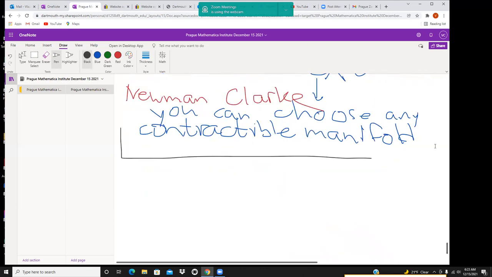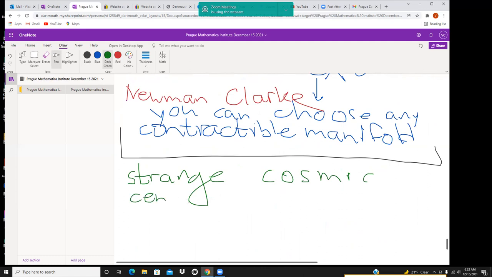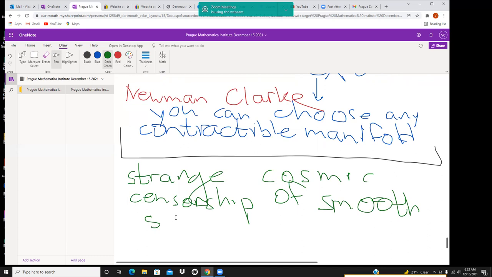So the first thing that you get from this is that there is some sort of a strange cosmic censorship of smooth structures. Right, because you started with some assumptions on your universe, and then suddenly out of the blue, you realize that fake Euclidean spaces do not matter. Exotic Euclidean spaces do not matter. There is only one option, the canonical smooth structure of the Euclidean space. So basically what happens is that this cosmic censorship of Penrose behaves as some sort of a guide. It says that if you want to have a reasonable space-time, all these exotic smooth structures are completely irrelevant.